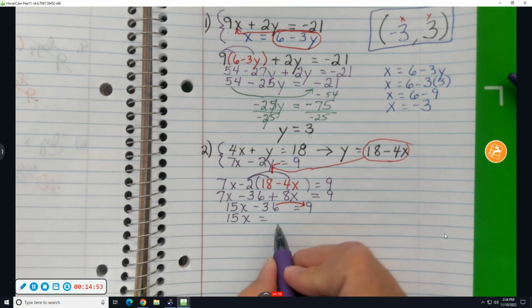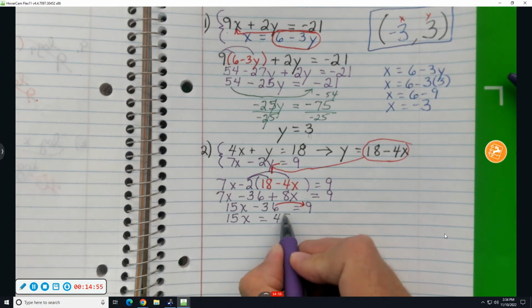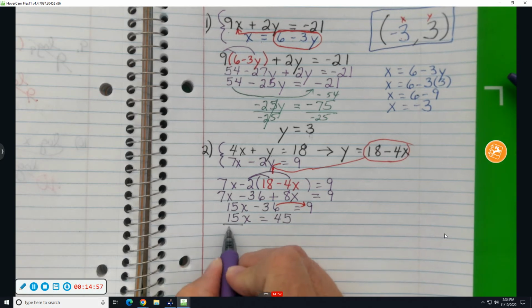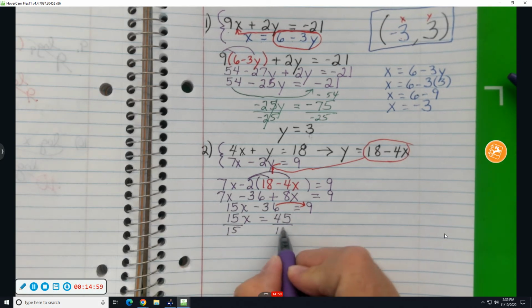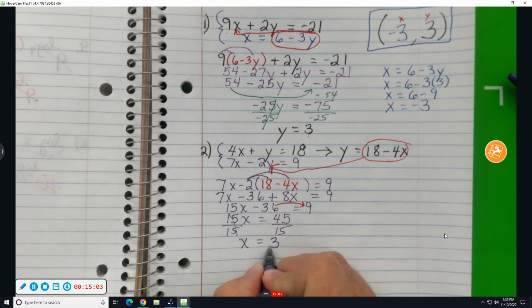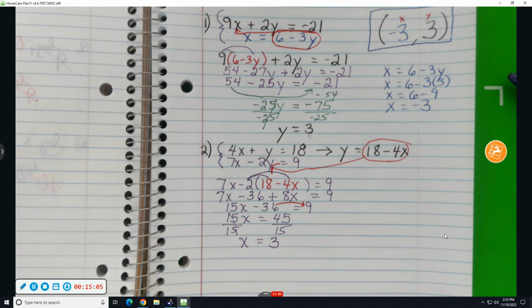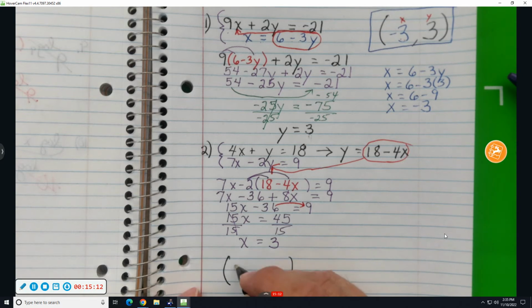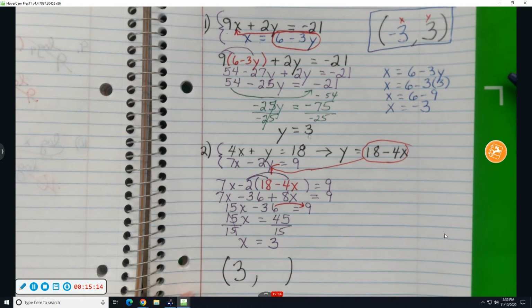9 plus 36 would give a 45 over here. Divide both sides by 15, and it turns out x equals 3. So that means these lines are intersecting at an ordered pair where the x-coordinate is 3. So here's what our answer is going to look like: it's going to be (x, y).